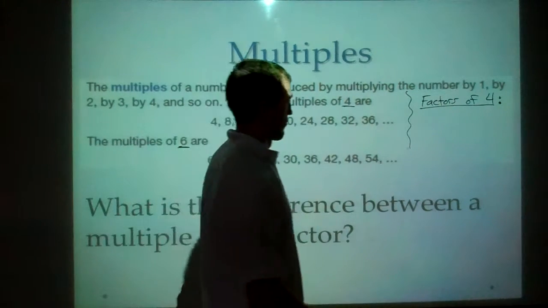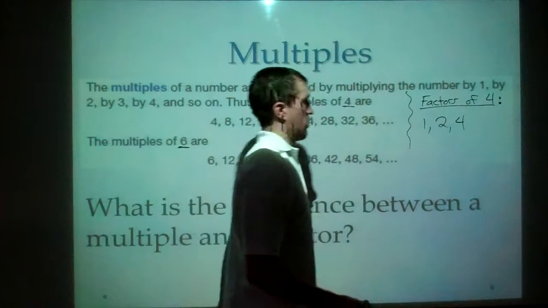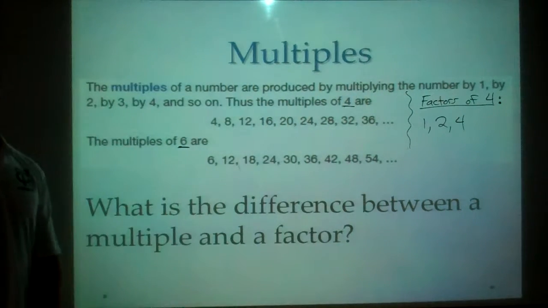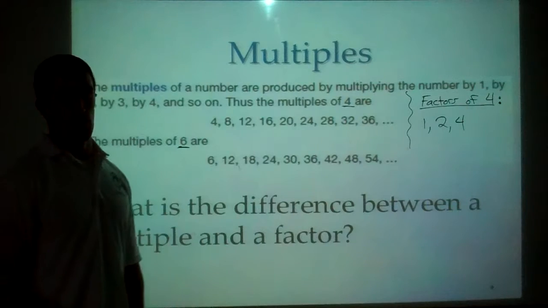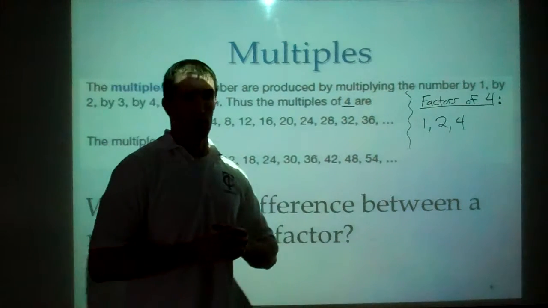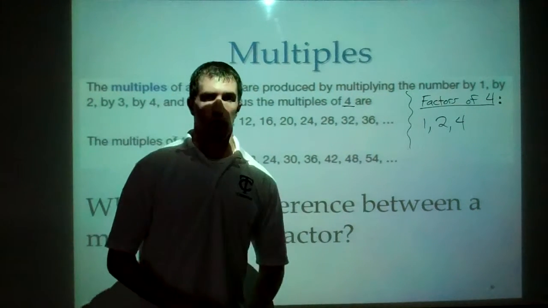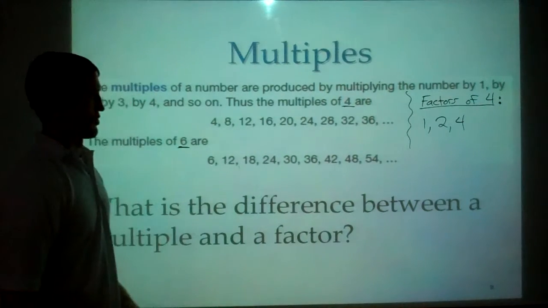So here are the factors of 4. 1, 2, and 4. Those 3 numbers are the only 3 numbers that will divide 4 evenly, so that we would come up with a whole number answer. 4 divided by 1 is 4. 4 divided by 2 is 2. 4 divided by 4 is 1. So those are all the factors of 4.